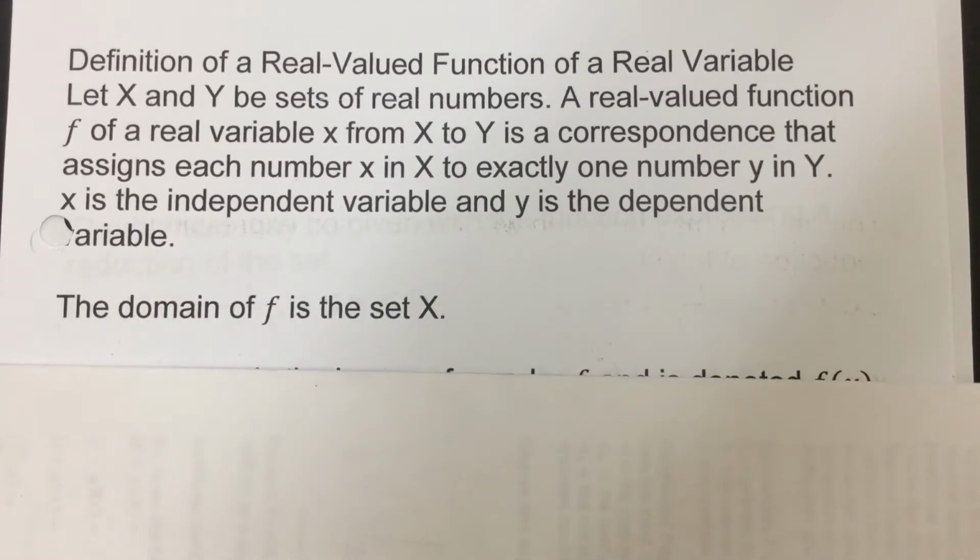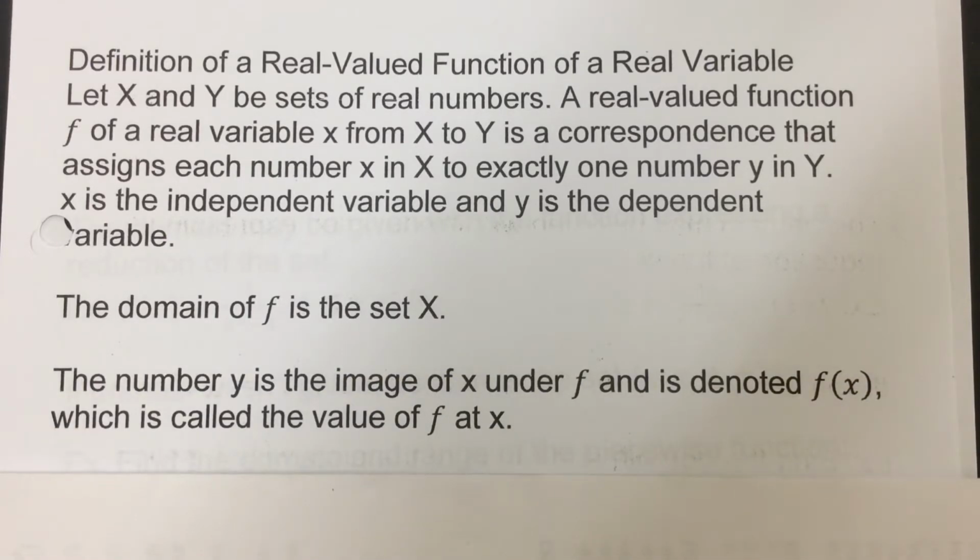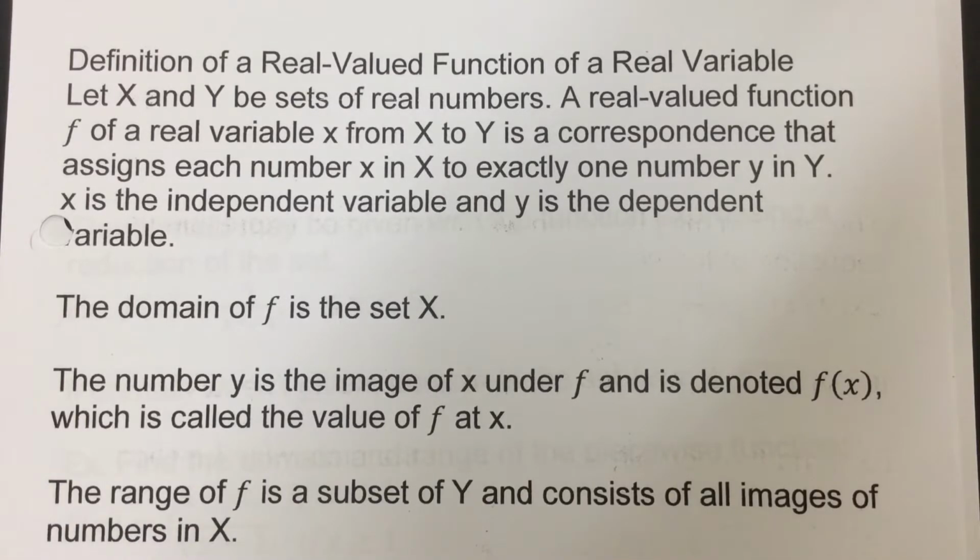The domain of it is going to be all of the set of x's. So any x that we could use is going to be our domain. Y then is the image of x under f and is denoted f of x, which is called the value of f at x. So think y is going to be the value that our function is going to equal in the end. The range is going to be all of the y's. So what values are we going to get out of this equation?